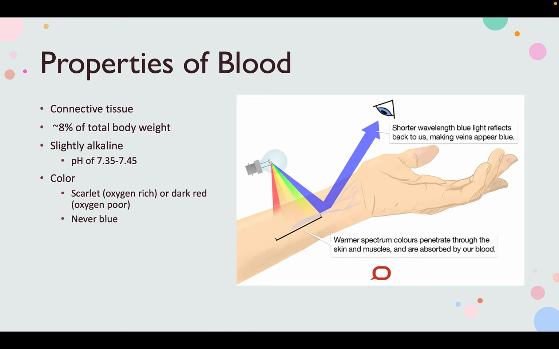The reason that your veins look blue is because those wavelengths are bouncing off of the skin and making their way to your eye, whereas the rest of those wavelengths are being absorbed. So that's why it looks blue, but it's not actually blue.